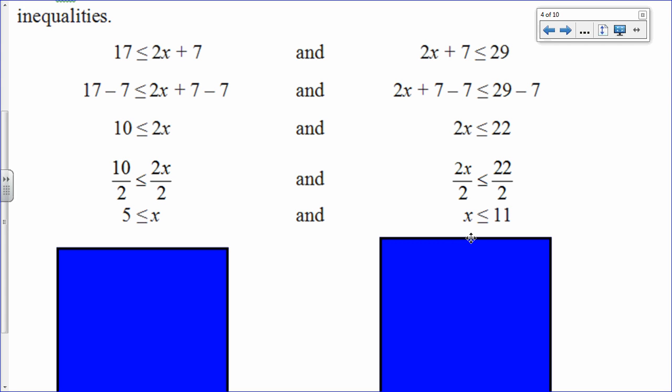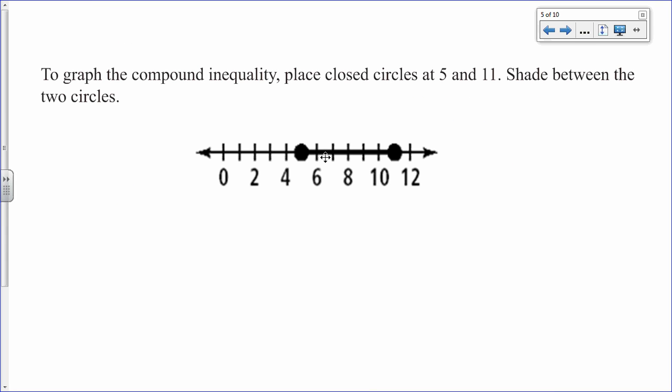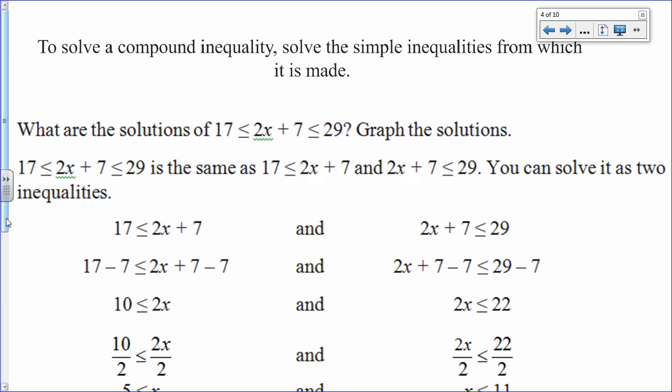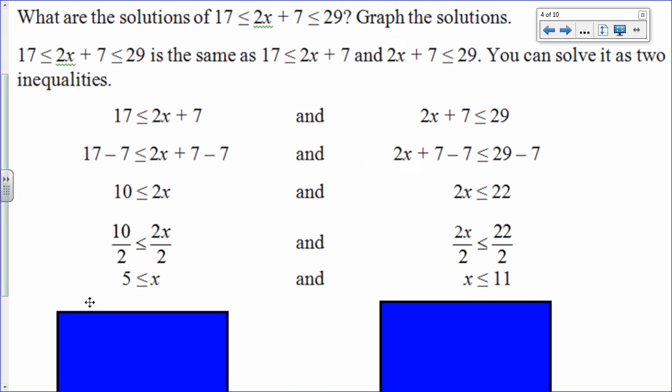Because it was a compound inequality, the word "and" goes in between. So our solution set is going to be 5 is less than or equal to x, and x is less than or equal to 11. When you graph this, you're going to put closed circles at both 5 and 11, and we're going to shade in the part that overlaps, the intersection of the two graphs that we've got from these solutions back here.